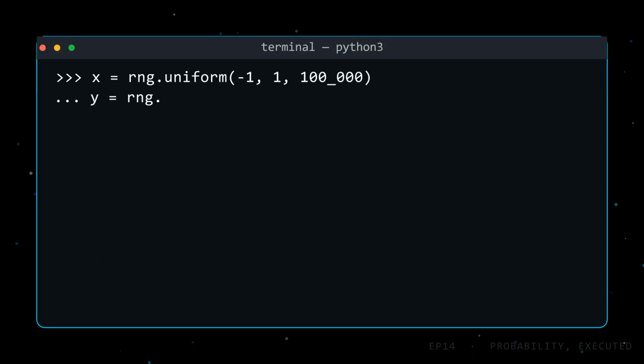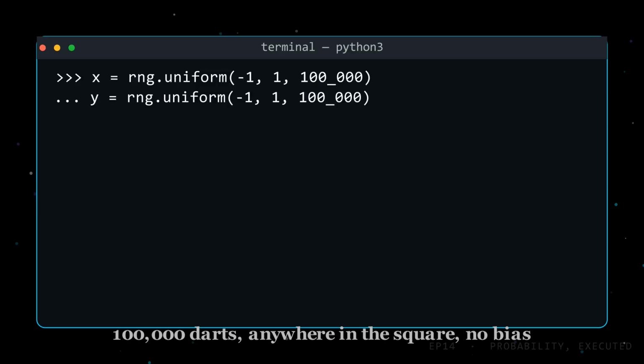So let's do it properly. We generate 100,000 random x-coordinates and 100,000 random y-coordinates, uniformly between -1 and 1. That's 100,000 darts landing anywhere in a 2x2 square, with no bias toward any region.